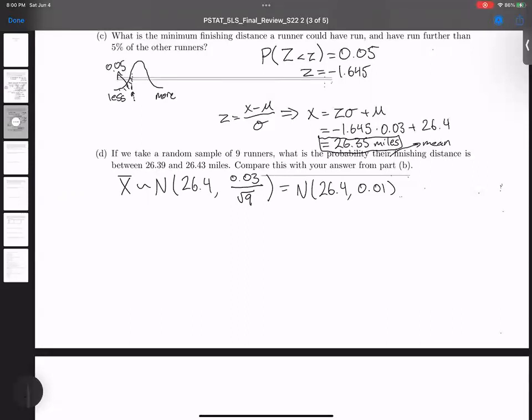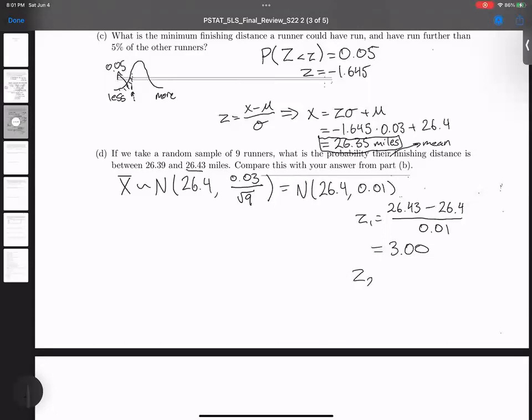Now we just compute the z-scores. So we have that z1 is equal to 26.43, so that's this number right here, minus 26.4, all divided by our standard deviation, which is now 0.01. So this is equal to just 3.00.